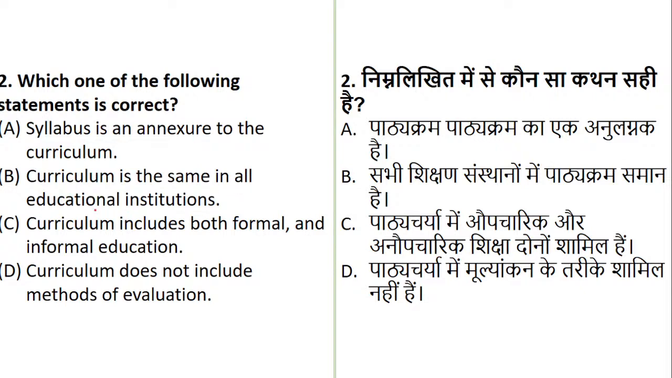Curriculum is the same in all the educational institutions. Curriculum includes both formal and informal education. Curriculum does not include methods of evaluation. So read each and every option, and why it is right, why it is wrong, you should be aware of it. Then only it will be the best way. This is called the best way of learning, to evaluate each option and then come to the right one.